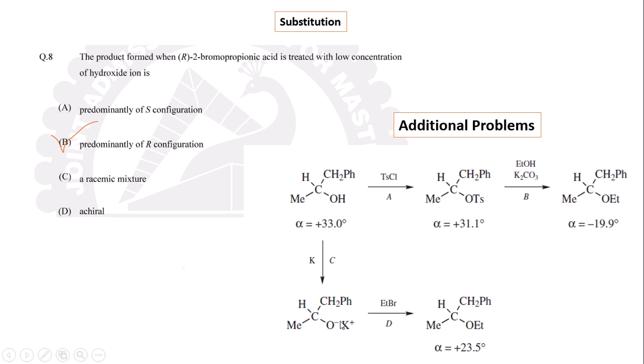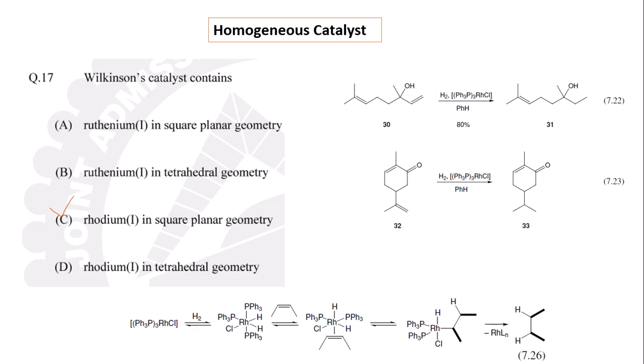Here another condition is that the potassium can react with the hydroxide and the alkoxide anion is formed, and then this alkoxide anion reacts with the ethyl bromide with the same configuration. This is called retention of configuration, meaning the plus specific rotation remains plus, whereas here the plus specific rotation is converted to minus. And this is the main interesting problem taken from the J. March book. Next is the problem on homogeneous catalyst.